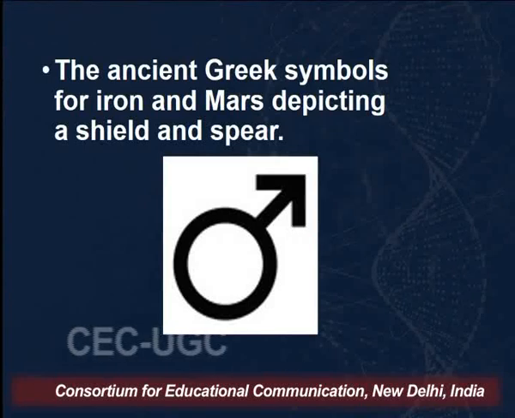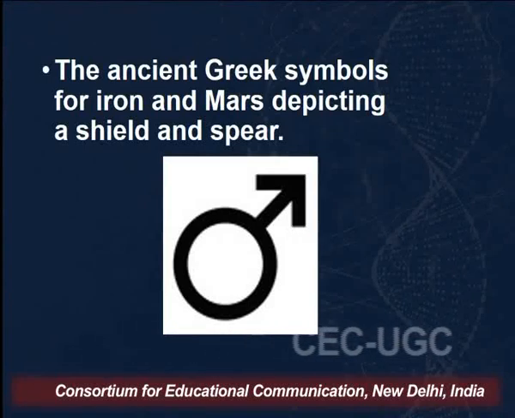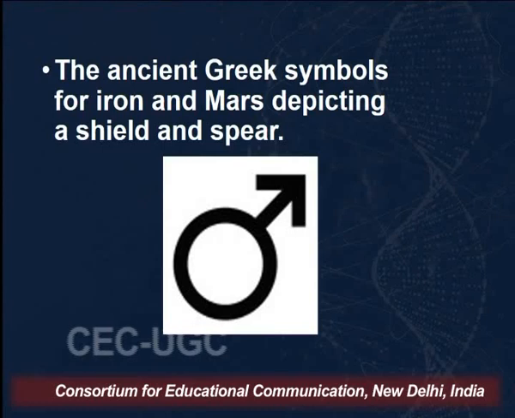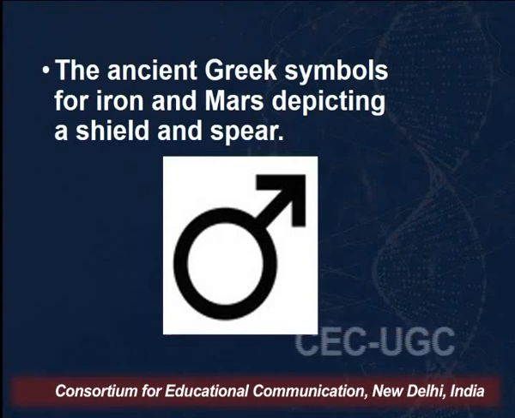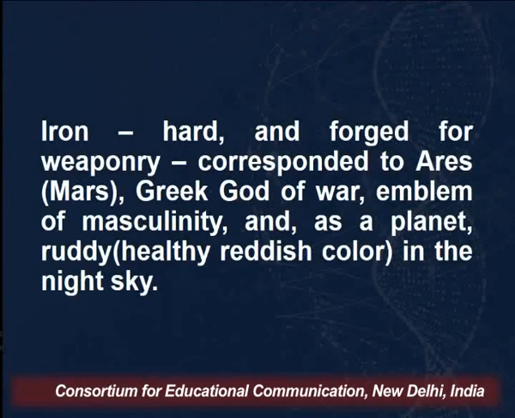The ancient Greek symbols for maleness have been designated from iron and Mars. So a male designation would be in the form of a shield and spear, which would be an old Greek signal. Why do we put a shield and a spear? Because it is made up of iron, it is believed, and forged for weaponry, and it corresponds to Mars, which is the Greek god of war, and it is the emblem of masculinity. And as a planet, it is very ruddy, which means it has a reddish color in the night sky. So this is how the Greek emblem for maleness stays.